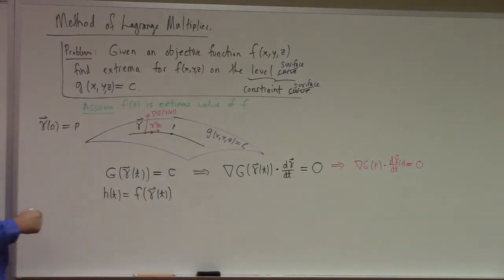Think about h. It takes in a real number, and it spits back out a real number. This is a function of one variable to one variable. And just think about what happens at t equals 0 for the values of h. What is h of 0? h of 0 is f of P, right?